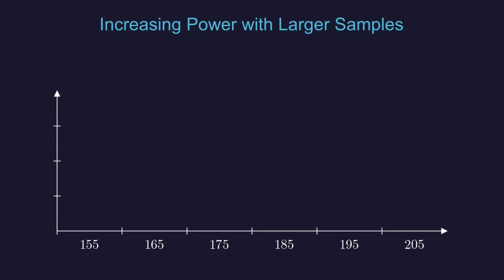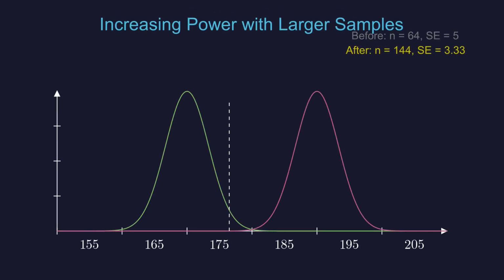How do we increase power? The most direct way is to increase the sample size. With a larger n, the standard error shrinks, making both distributions narrower. Here we've gone from n equals 64 with SE of 5 to n equals 144 with SE of only 3.33.